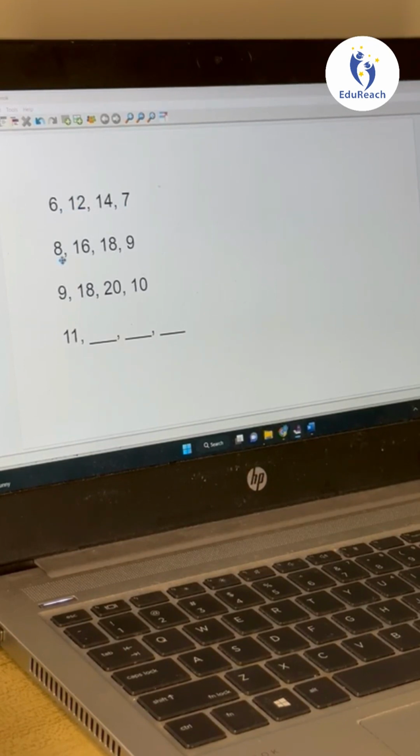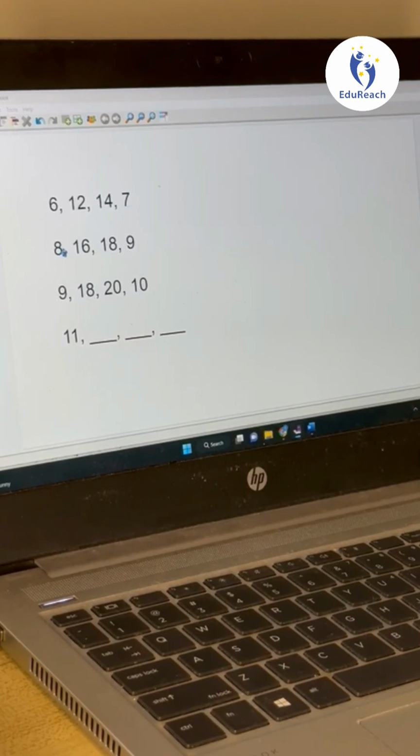So there's another one, another pattern for you to take a look. How does 8 become 16? And then 16 becomes 18, and then 18 becomes 9. Let's just look at 6 first, okay? Now 12 is actually plus another 6. For 12 to become 14 is actually plus another 2. But then 14 to become 7 is minus 7. So does it make sense?